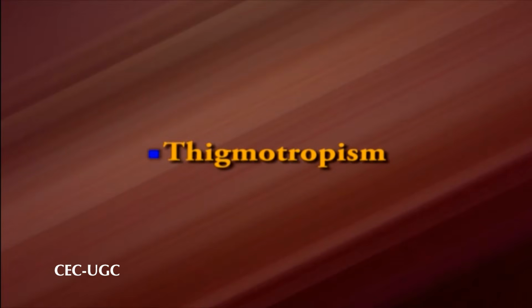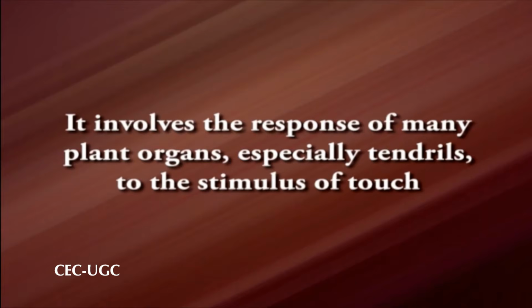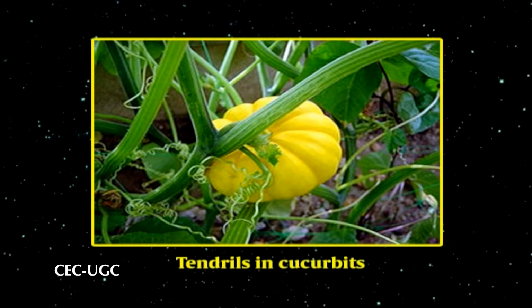Thigmotropism. It involves the response of many plant organs, especially tendrils, to the stimulus of touch. Plants with weaker stems, such as climbers, require support for their growth. That's why they have developed hooks, pads and tendrils for getting a firm foothold onto the substrate. For example, in the case of tendrils of cucurbits, the terminal regions are very soft and tender, and they consist of a number of fine pits which are highly sensitive to the touch.